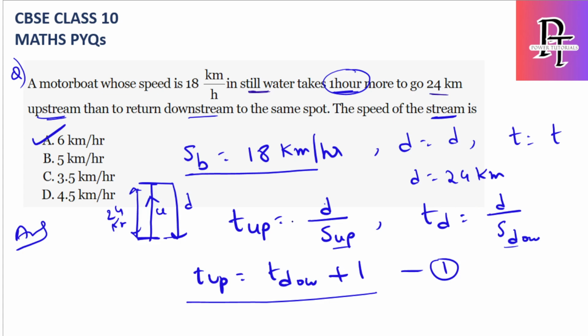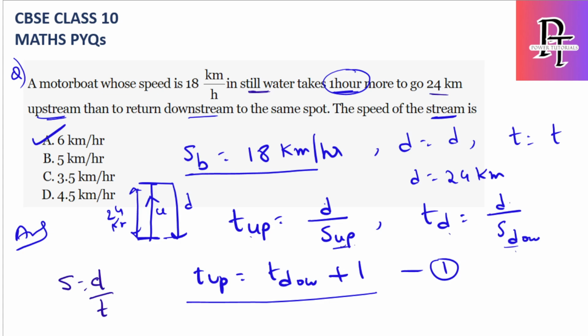Speed is equal to distance by time. I'll write it here. Speed is equal to distance by time, so time is equal to distance by speed, just cross multiplying S and T. So time of upstream is equal to distance by speed of upstream. Time of downstream is equal to distance by speed of downstream. Speed of upstream means boat minus stream, downstream boat plus stream.